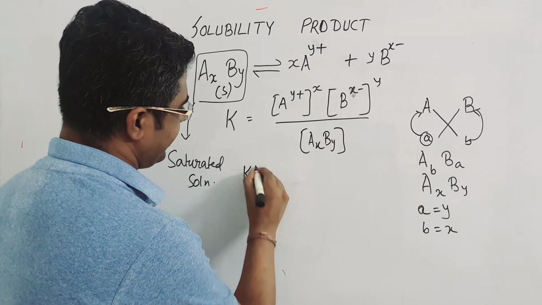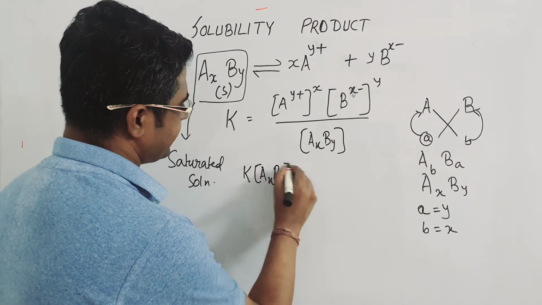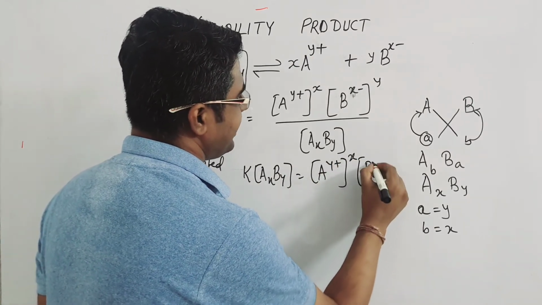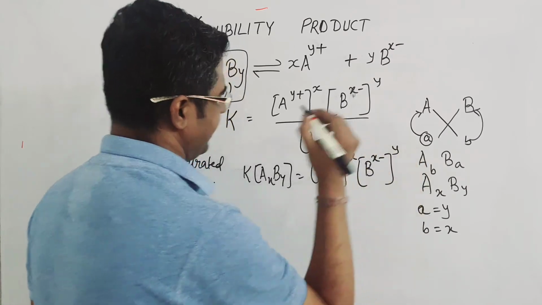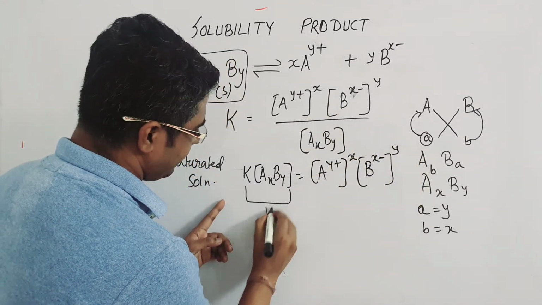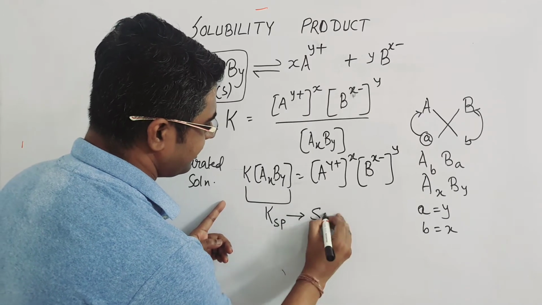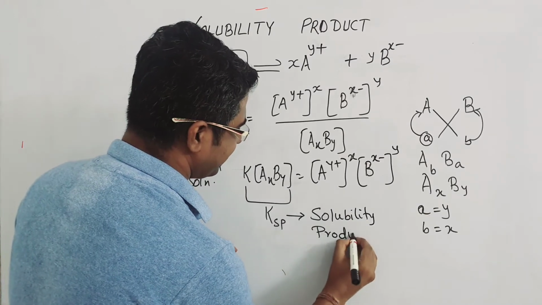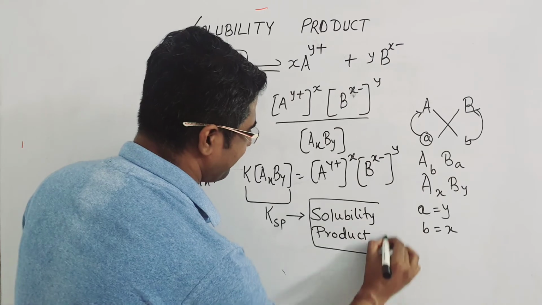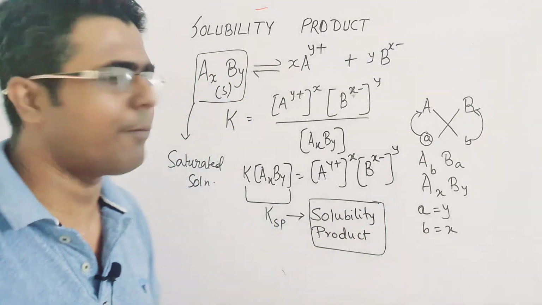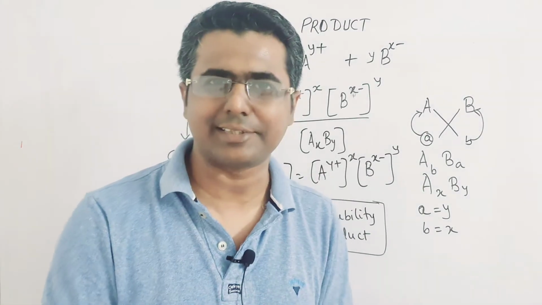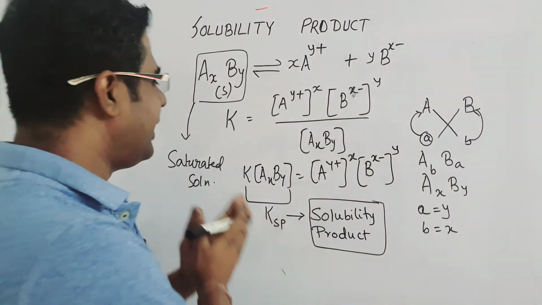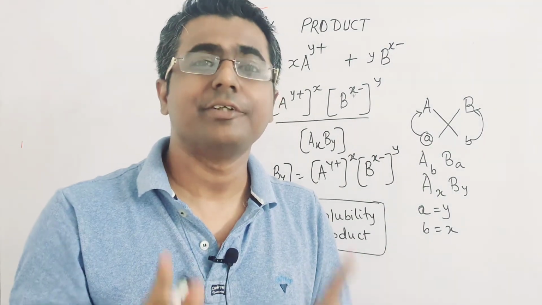So we can write K AXBY is equal to AY plus whole to the power X BX minus whole to the power Y. This product is called, we will name it as KSP, which is called solubility product. ठीक है, which is called solubility product. So solubility product is actually what? It is a form of equilibrium constant for solubility equilibrium, nothing else. ठीक है ना? So don't take this as a different topic altogether. This is just a form of equilibrium constant for solubility equilibrium.